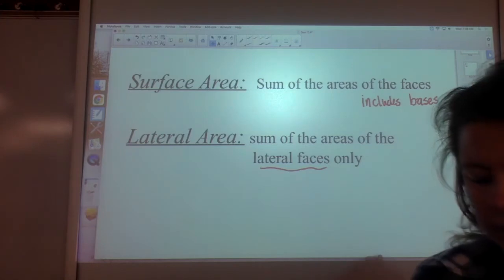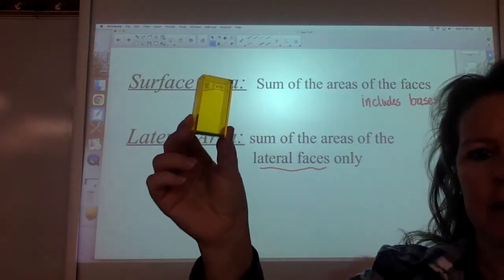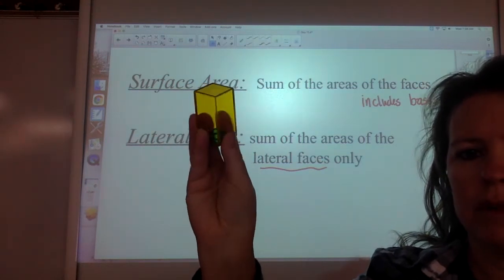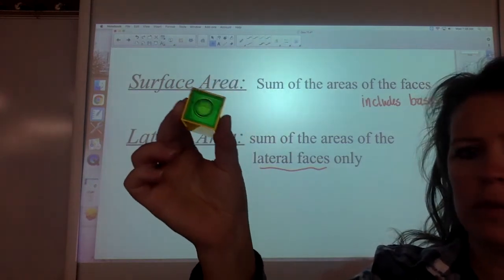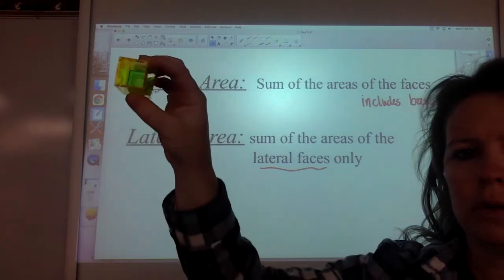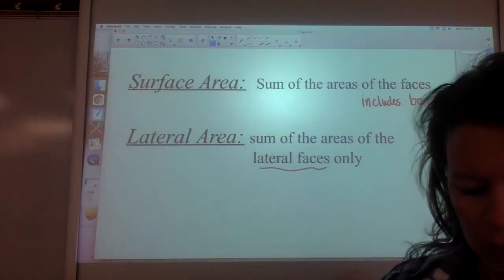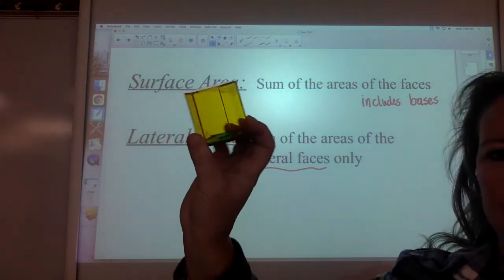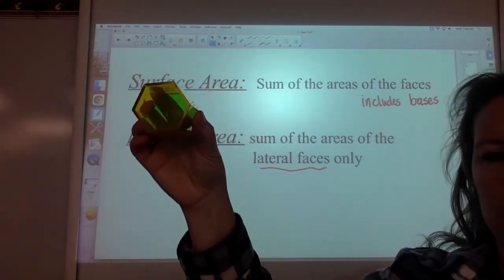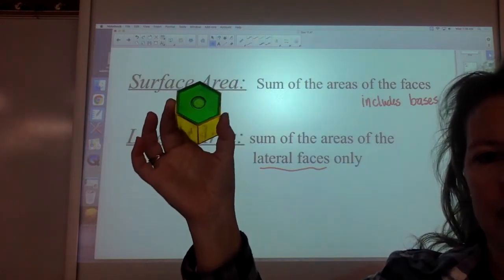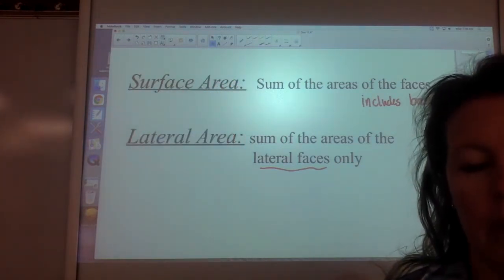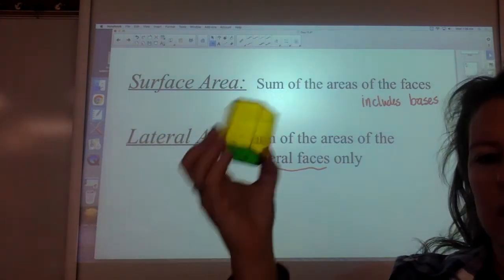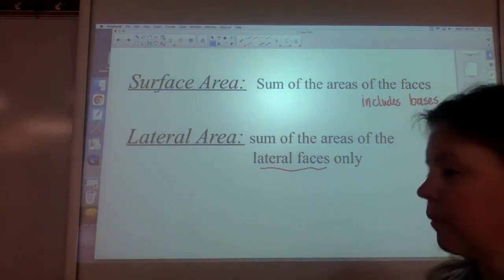So again, if you wanted the surface area of this, you'd have to get 4 rectangles and 2 squares. If you were looking for the surface area of this, you would need 6 rectangles and 2 hexagons. Lateral area, lateral faces only. You're only doing the rectangles. You wouldn't do the top or the bottom.